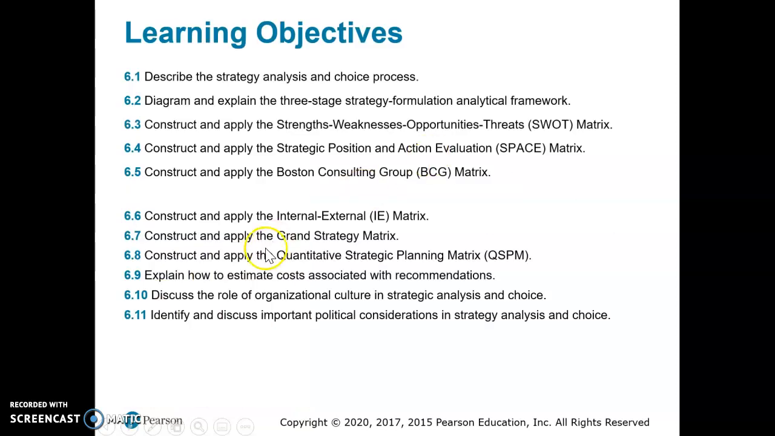Here are the learning objectives for Chapter 6. Feel free to pause and read them.